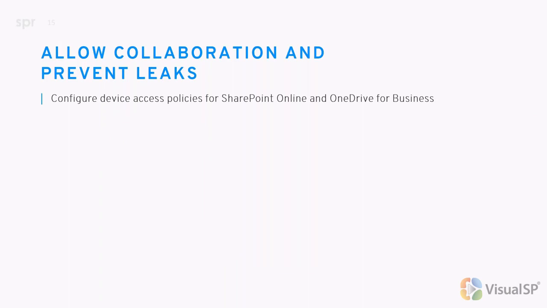The other thing you're going to start to think about is device access and policies for SharePoint Online and OneDrive for Business, including conditional access and network location policies. You can actually set up access policies such that you can only access SharePoint and OneDrive for Business from certain IP addresses or certain locations. So if your organization requires that, you can certainly configure that as well.